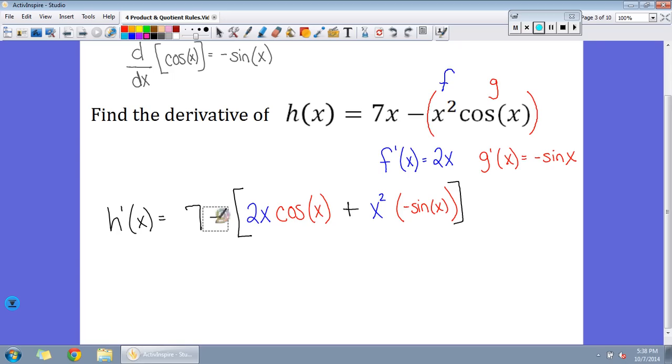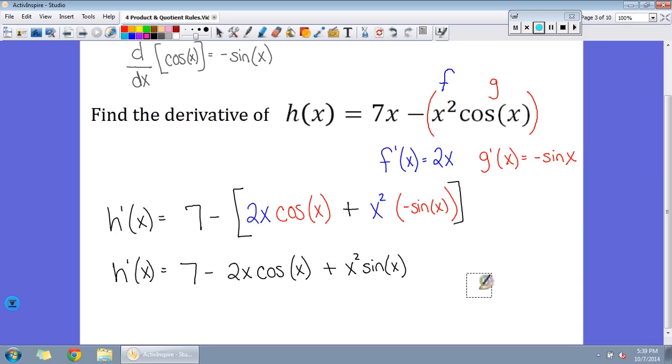We should distribute this negative sign, but when you distribute it into the x squared negative sine x, negative times negative is a positive. So our final derivative will be 7 minus 2x cosine x plus x squared sine x.